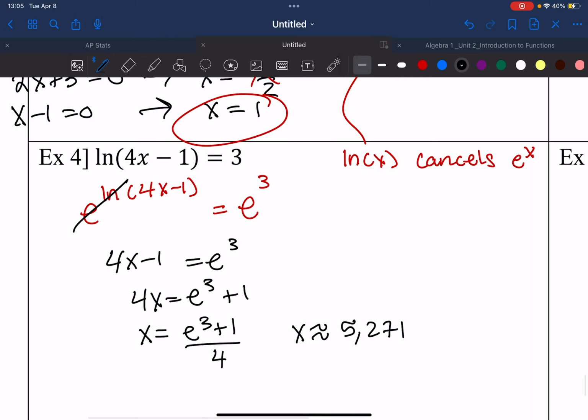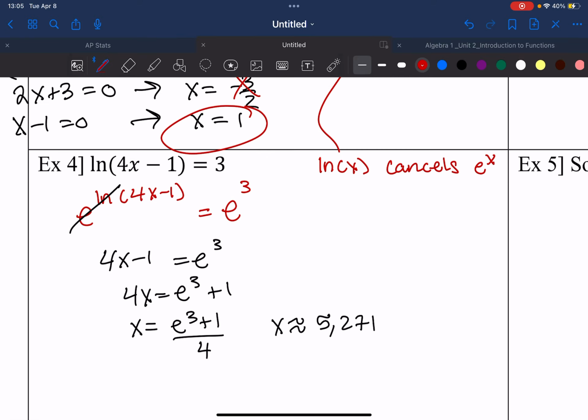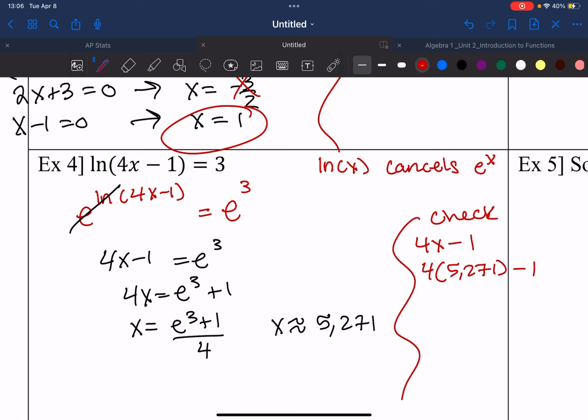Okay. Well, let's check that. Okay. Check. So 4x minus 1. 4 times 5,271 minus 1. Well, that's about 20,000 minus 1. I think we're good there.